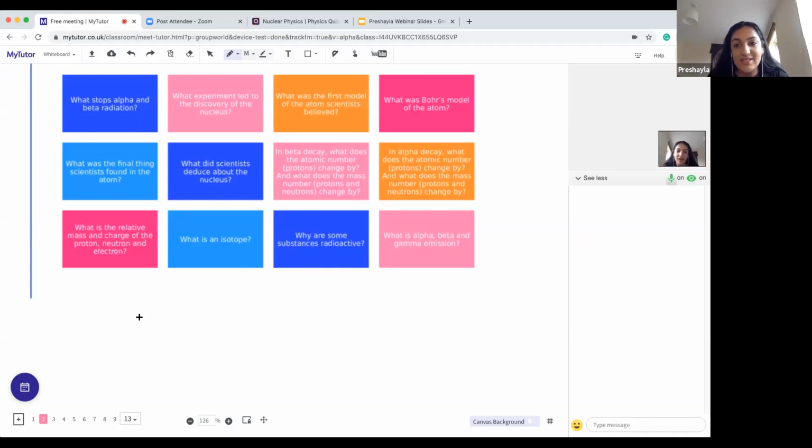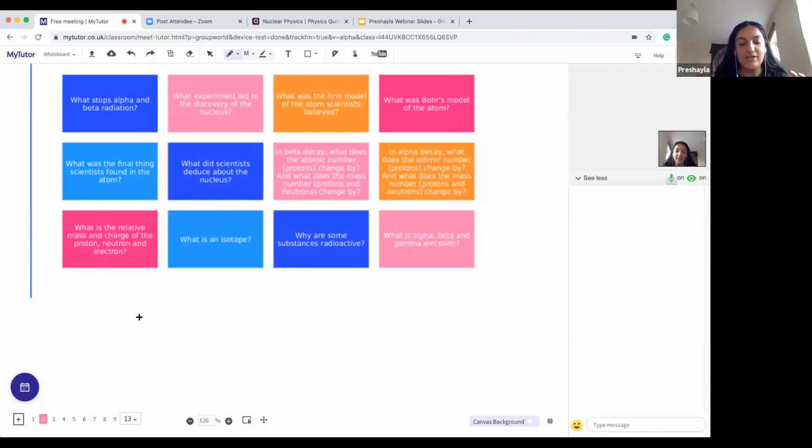And then we looked at what is the nature of beta and alpha and gamma decay. Well, beta decay is just an electron, and alpha decay is a helium nucleus, not a helium atom, helium nucleus. In beta decay, our proton number goes up by 1. In alpha decay, our proton number goes down by 2, and our mass number goes down by 4. What is the relative mass and charge of the proton, neutron, and electron? Well, the proton is +1, neutron is 0, and the electron is -1 for their charges. For the mass, the proton is 1, the neutron is 1, and the electron is 0, because it's so small that we don't count it.